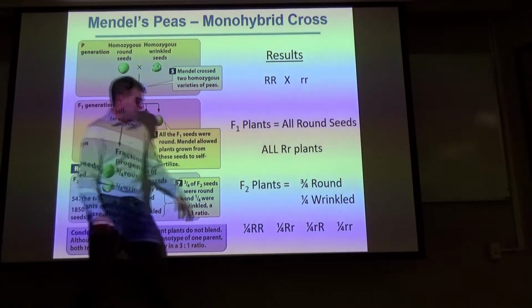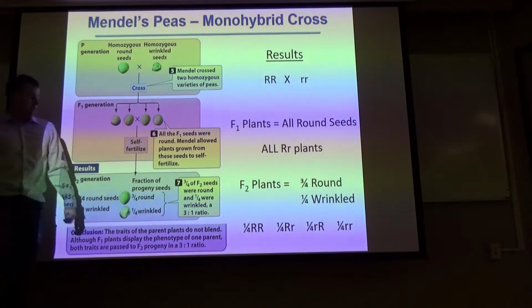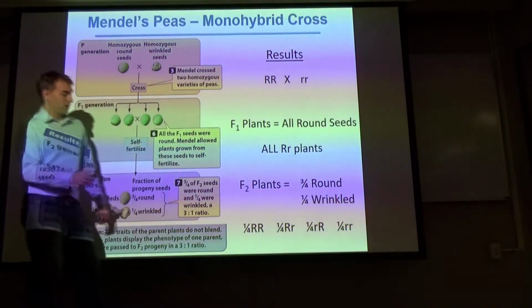When you look at the phenotypes of those, obviously all three of these, because this is the dominant factor here, would be round seeds, and the fourth one over there would be wrinkled seeds.